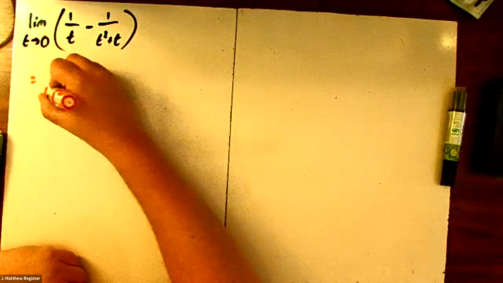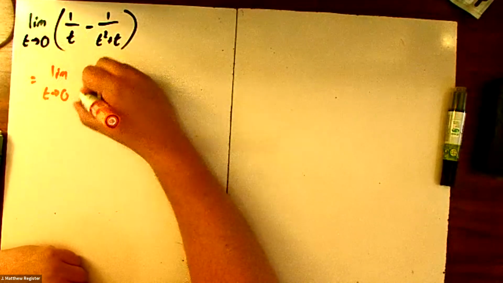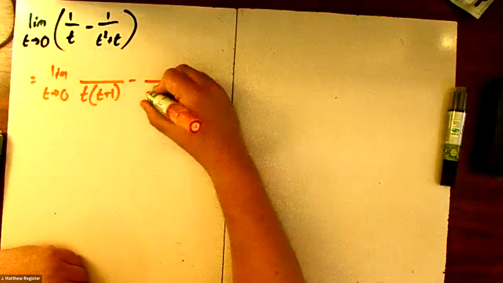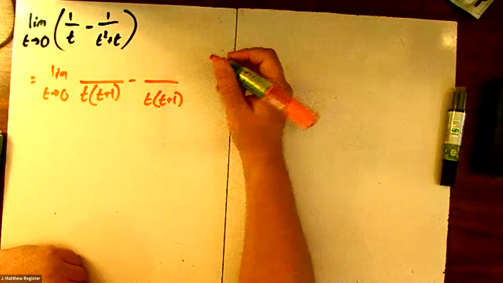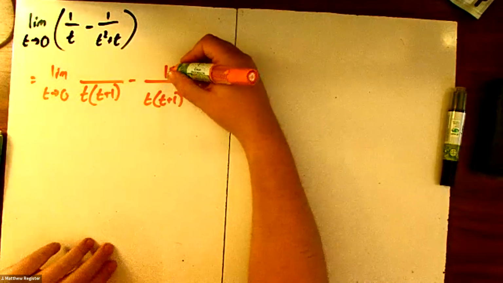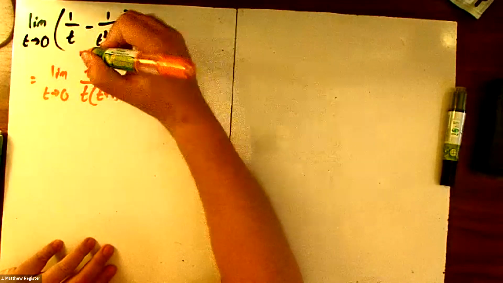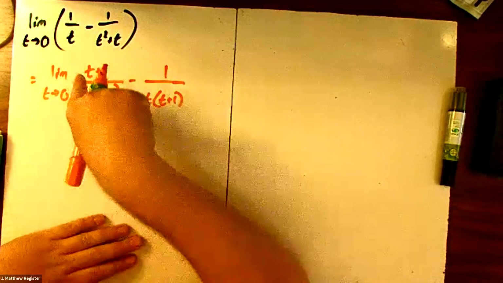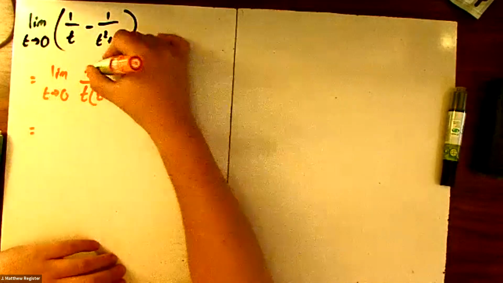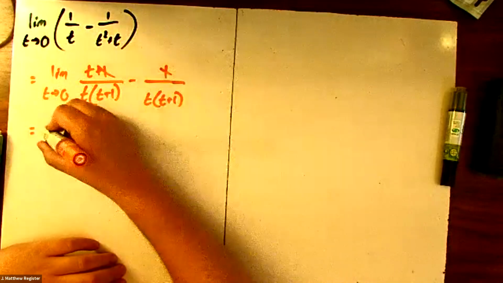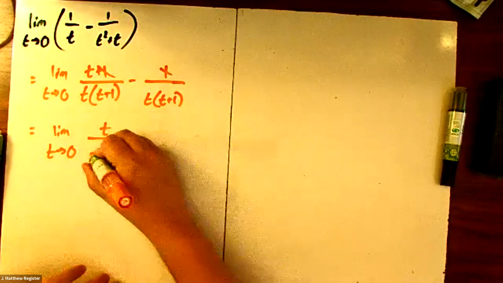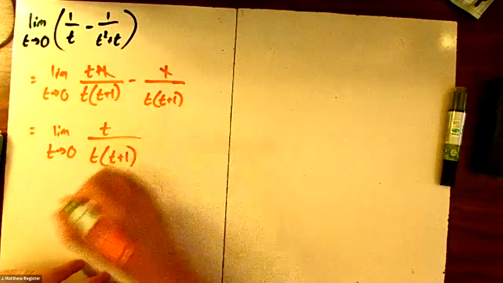limit as t goes to 0, of t times t plus 1. And the second fraction already has that. For this first one, we would need to multiply the numerator and denominator by that t plus 1. But now we have t plus 1 minus 1, which gives you just t. And so now it's the limit as t goes to 0 of t over t times t plus 1.